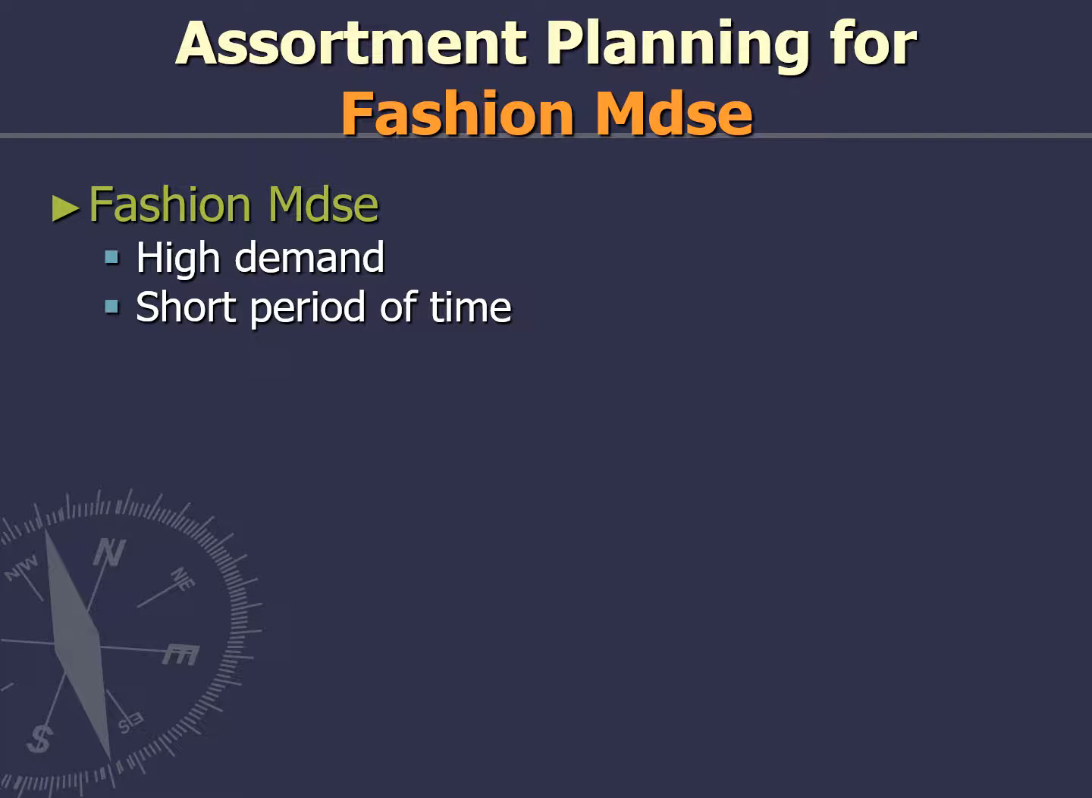The assortment planning for fashion merchandise requires the consideration of the characteristics of fashion merchandise. Fashion merchandise refers to the type of merchandise items that are affected greatly by fashion changes. So their demands tend to change quickly, week by week, month by month, season by season, year by year. Therefore, the demand for fashion items is high for a short period of time and then can plummet afterwards.